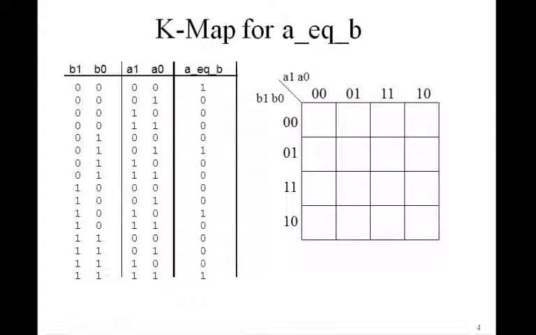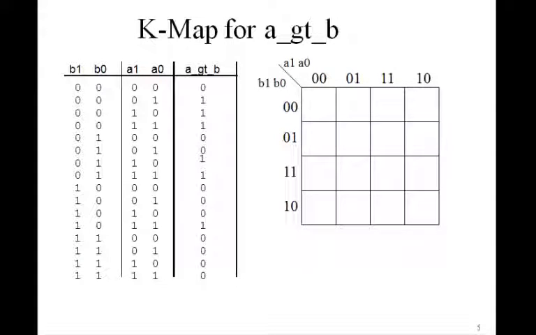Let's look at A equal B first. These are minterms 0, and then here's basically 5, and then 10, and then 15. Well, what do we have? We just have the main diagonal. Well, this doesn't look good. We can't simplify anything here, so all we can do is write out the minterms for each of these. Can't simplify that. Let's look at A greater than B.